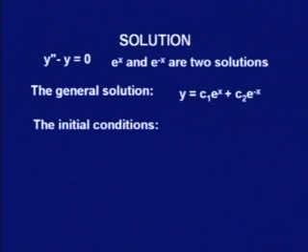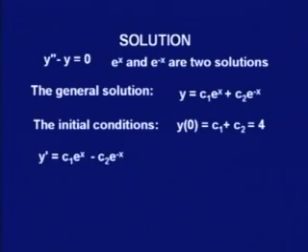Now, we will use the initial conditions. At x equals 0, it would be C1 plus C2, and the condition given is that y(0) is 4. So, we have got the first equation: C1 plus C2 is equal to 4. Second was the derivative at 0. What is the derivative of this? C1 e to the power x minus C2 e to the power minus x.